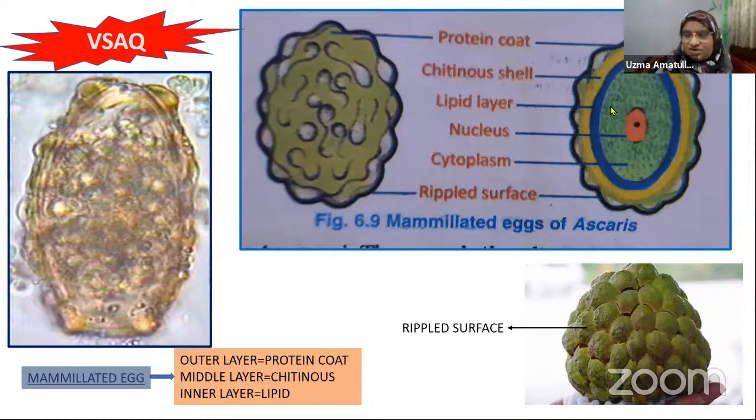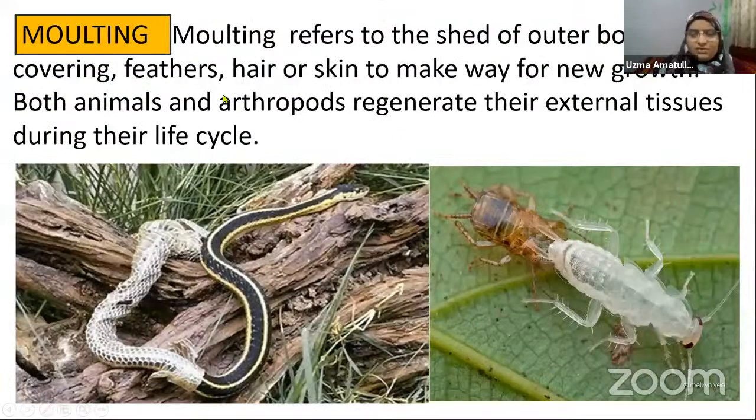Why is this egg called a mammillated egg? It is because it is covered with a protein coat, with a rippled surface. It is covered with 3 layers: protein coat, chitinous layer, and then lipid layer. What is molting? It is the shedding of the body covering, feathers, hair, or skin, so that the new growth can form. The outer one becomes short, so that it comes out.